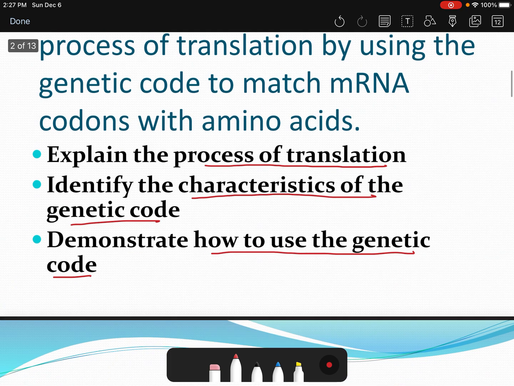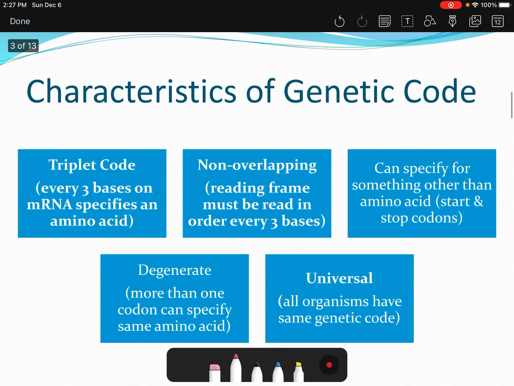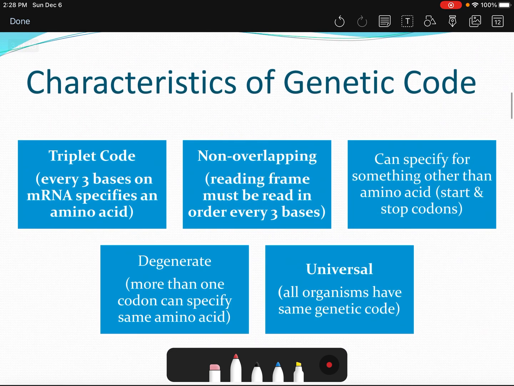All right? So we want to start out first by just talking about characteristics of the genetic code. Some things about the genetic code is that it's a triplet code. That means every 3 bases on a messenger RNA, or every 3 nucleotides, codes for a specific amino acid. And remember, the amino acids are the subunits or monomers of a protein. So now that messenger RNA has that code, it can use that to help signal what amino acids need to be put together to make the protein.